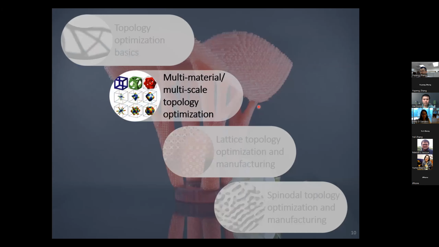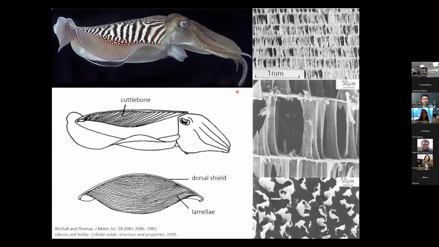Okay, so now let's get into our approach for designing multi-scale structures that, again, have hierarchical architectures and spatially varying properties. Why are we interested in these two types of features? Well, many natural systems take advantage of these features to achieve various functionalities.